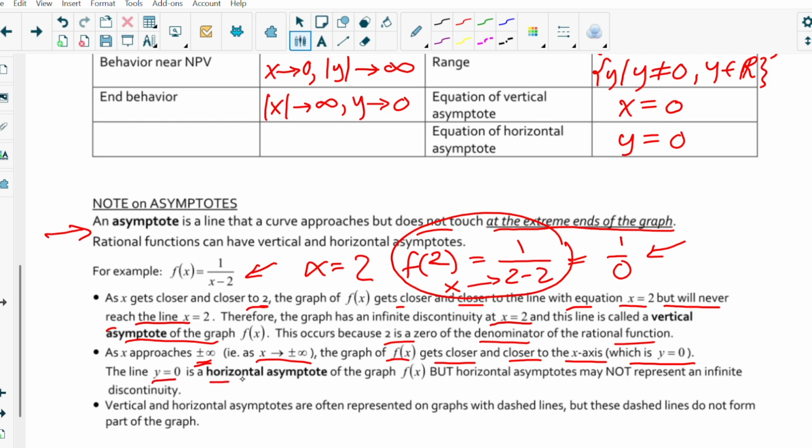The line y equals 0 is a horizontal asymptote of the graph of f of x, but horizontal asymptotes may not represent an infinite discontinuity. We'll see that later on when we get more complicated examples. Vertical and horizontal asymptotes are often represented on graphs with dashed lines, but these dashed lines do not form part of the graph. They are just the restrictions.